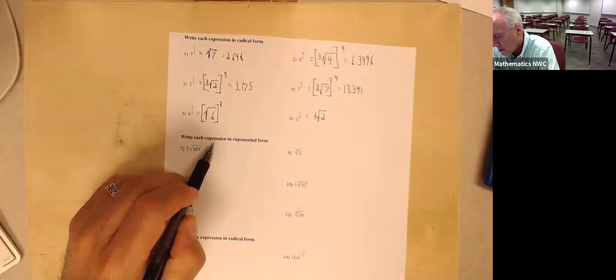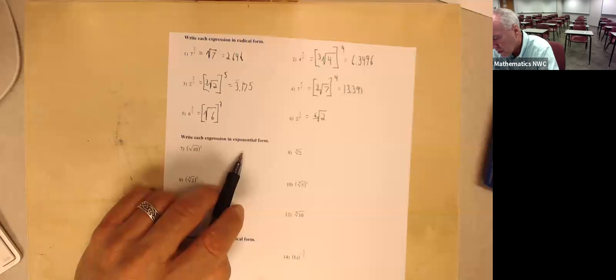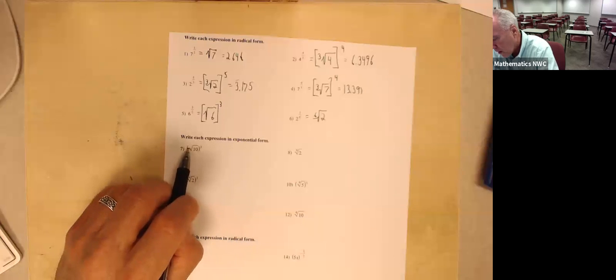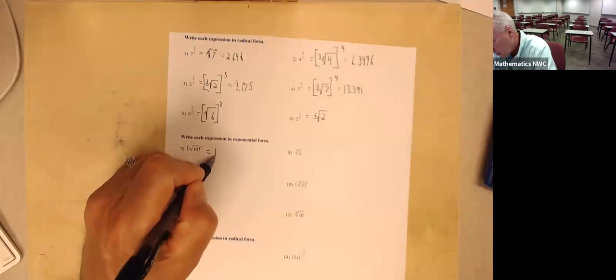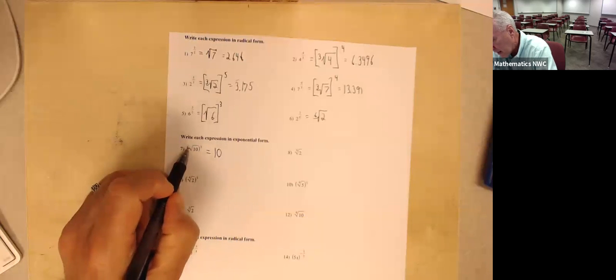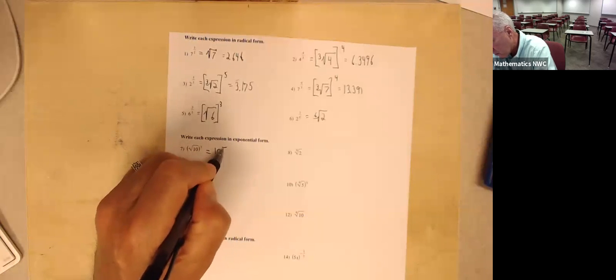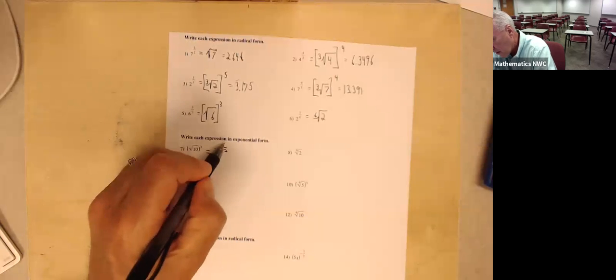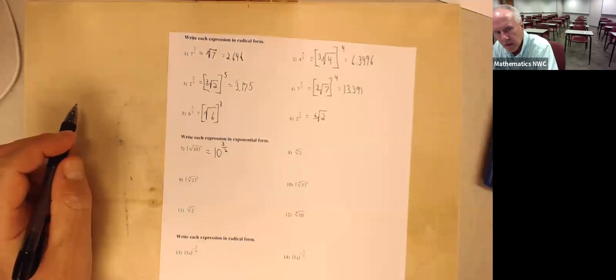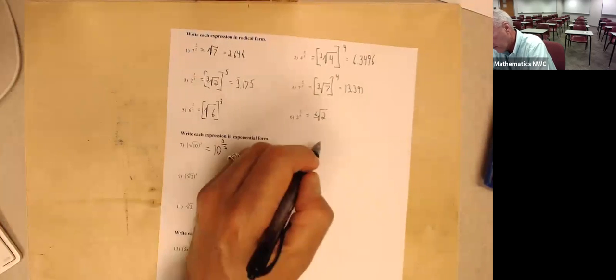This one, we're simply asked to write it in exponential form. This is a square root. So this would be 10. The denominator is a type of root. It's a square root. The numerator is that power. So that would be 10 to the 3/2.